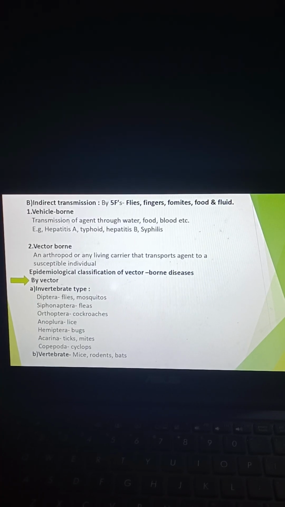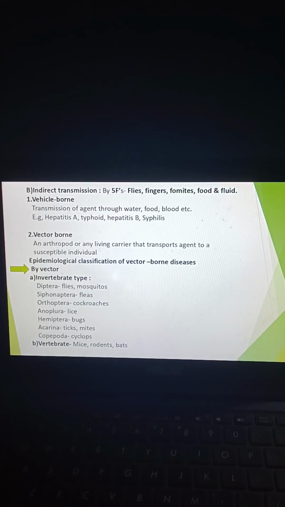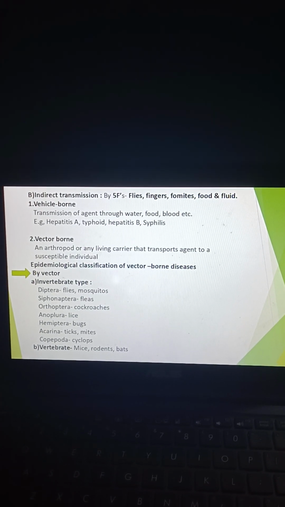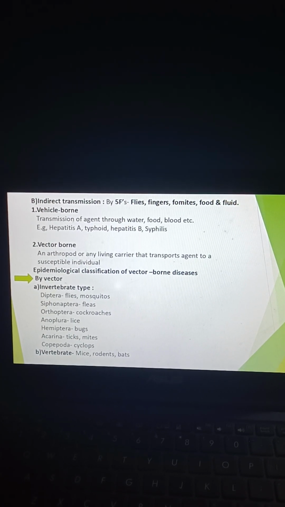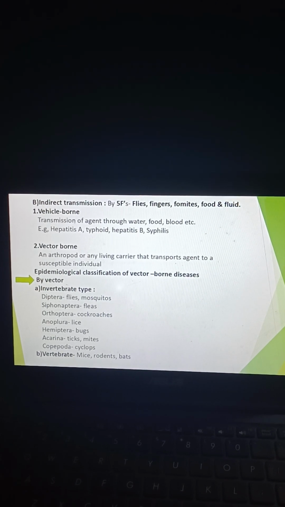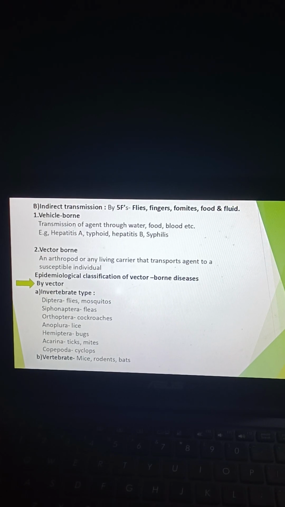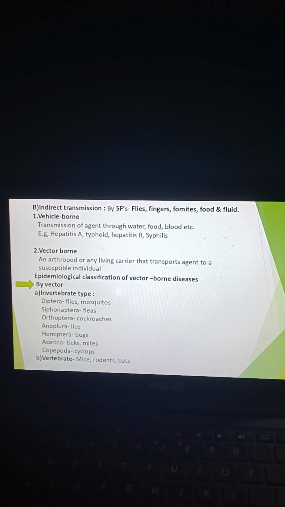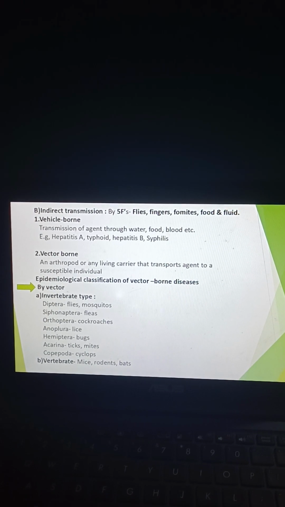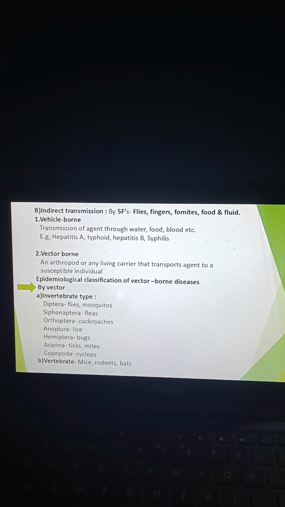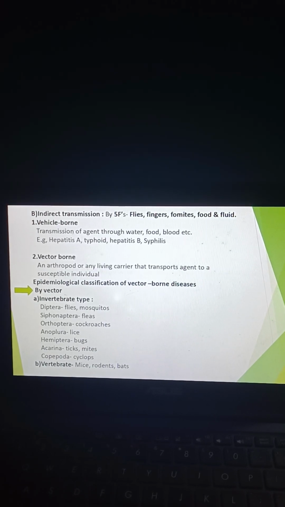Epidemiological classification of vector-borne diseases. By vector, invertebrate types, that is Diptera, which includes flies and mosquitoes, and Siphonaptera, that is fleas, Orthoptera, which includes cockroaches, Anoplura includes lice, Hemiptera includes bugs, Acarina includes ticks and mites, Copepoda includes cyclops. Then coming to vertebrate type. Vertebrate type includes mice, rodents, bats.